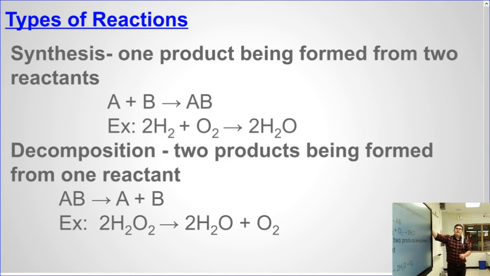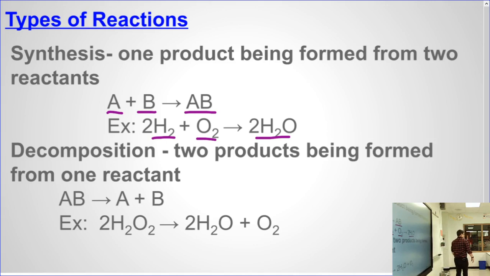Synthesis is one product being formed from 2 reactants. So A plus B gets you AB. We take a little bit of one thing, a little bit of another thing, shove them together. You have one product in the end. The example here is if we take hydrogen and oxygen, mix them together with a lot of energy, do a chemical reaction, it takes a lot of energy, but you can produce water. You can make one thing.